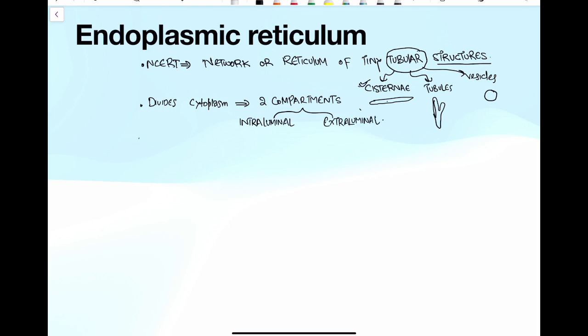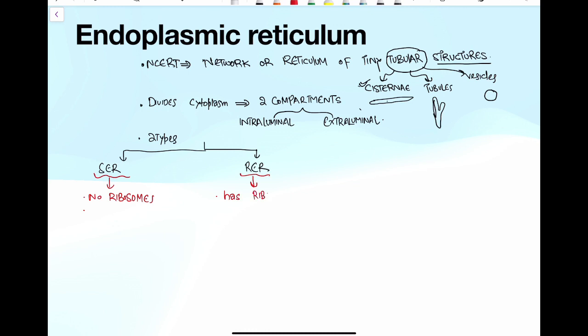Now there are two types of endoplasmic reticulum. One is the smooth endoplasmic reticulum, and one is the rough endoplasmic reticulum. Let's revise the simple points. What do you mean by smooth and what do you mean by rough? It is called smooth because its appearance is smooth and it has no ribosomes on its surface. But the rough endoplasmic reticulum has ribosomes on it. That's why we call it rough, which gives the rough appearance.